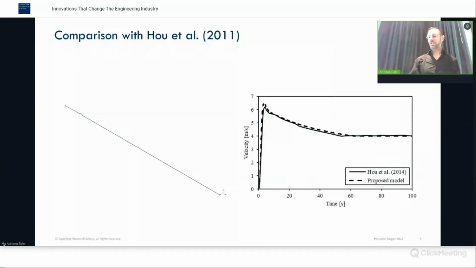Does it work? Well, obviously, we compared it with different experiments that we found in literature. This is one experiment where we have a long pipeline, which is initially filled with, or part of it is filled with air. And for that system, they measured actually the speed of the liquid gas interface, and you can see that our method tracks it quite well.